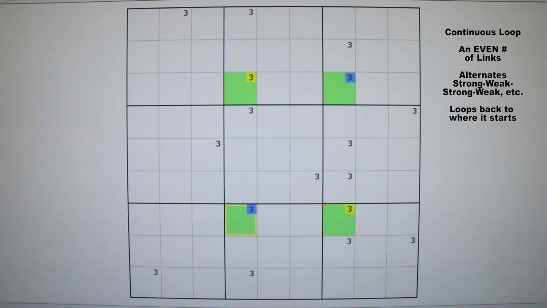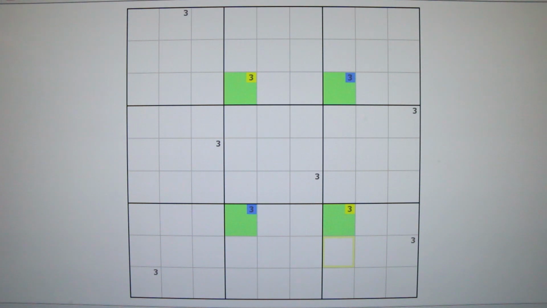So what this means is that either the 2 yellow ones are true and the 2 blue ones are false, or the 2 blue ones are true and the 2 yellow ones are false. That is the conclusion you can draw by virtue of that continuous loop, which leads you to the exact same eliminations in those 2 columns, column 4 and column 7. Okay? All right, so now let's take a look at some real examples and some real puzzles.